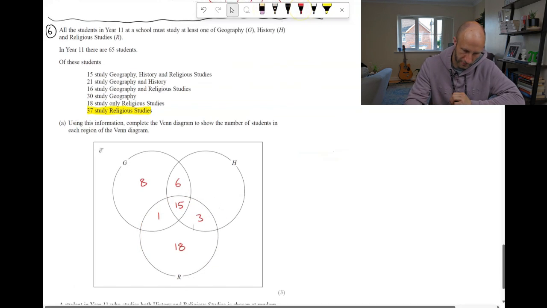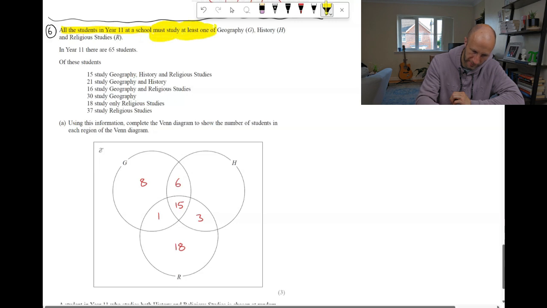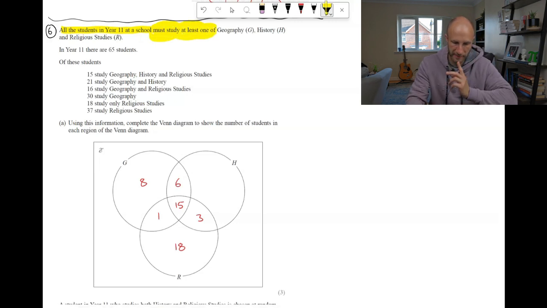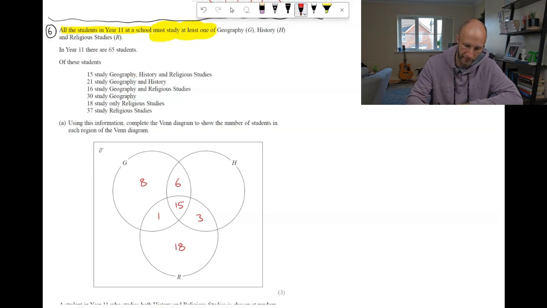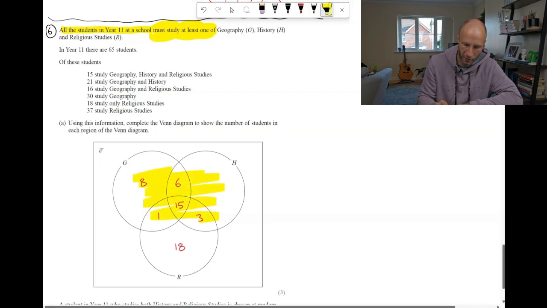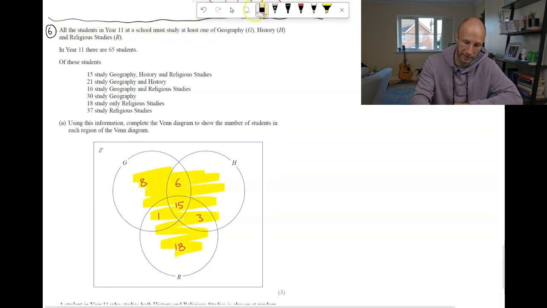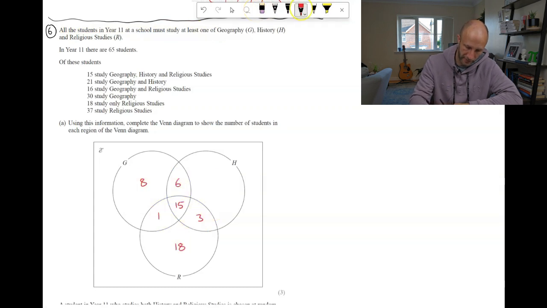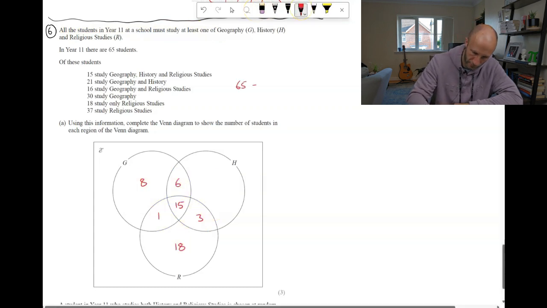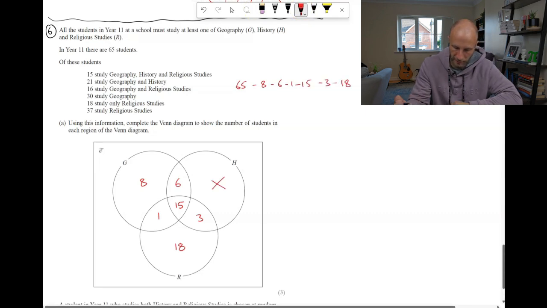And are there any others? Yeah, there's one other bit of information we've not used. This is why you've got to read the question carefully. All students must study at least 1. So that means 65 will be the total of everything within the set. They can't be outside any of these 3 sets because they must study at least one of these subjects. So if I do 65, I can take away all the different parts of the Venn diagram, and that should give me my value in here.